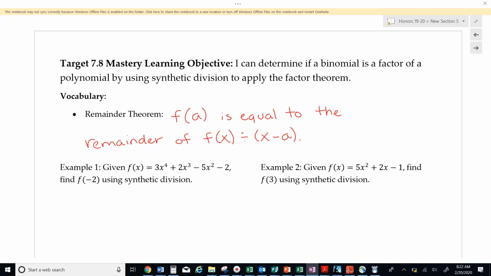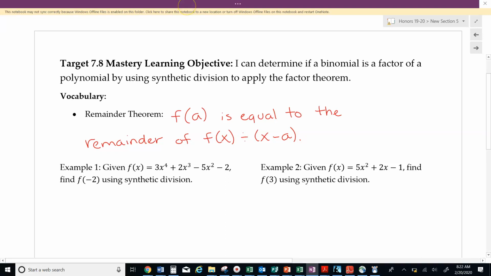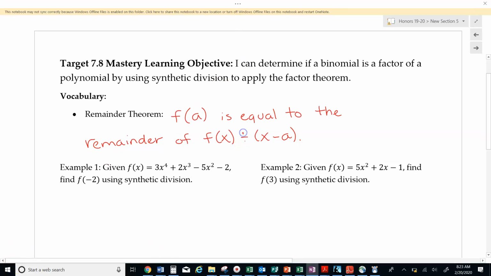Let's make this a little bit bigger. It's frozen, I think. Hold on. This dot is a little bit bigger, so that it is actually a division symbol. So I can divide in order to find a value.